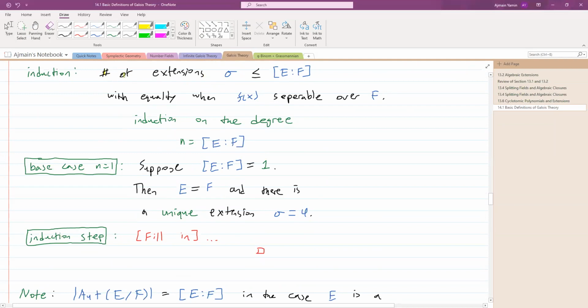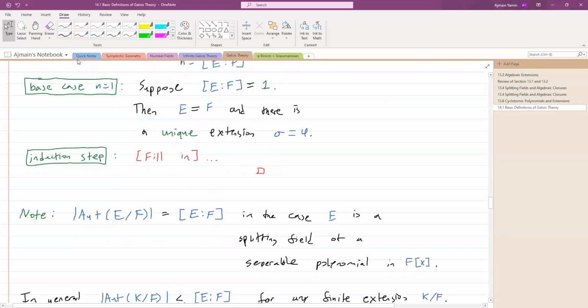Okay, so we're going to do induction on the degree of this extension. The base case is when the degree is equal to 1. In this case, the splitting field is equal to the ground field, so there is a unique extension, sigma equals phi. The degree is 1, and the number of extensions is 1. The number of automorphisms is 1, so it checks out.